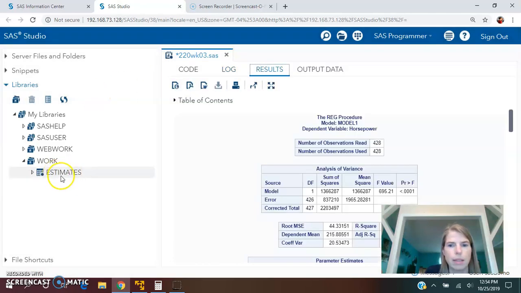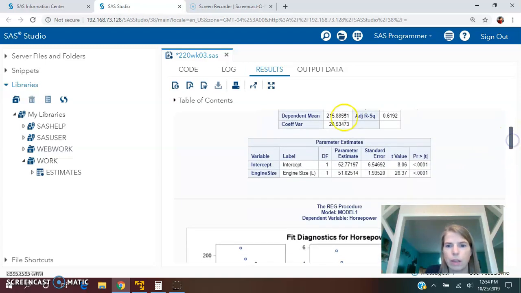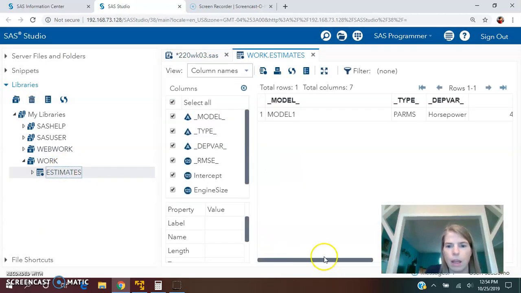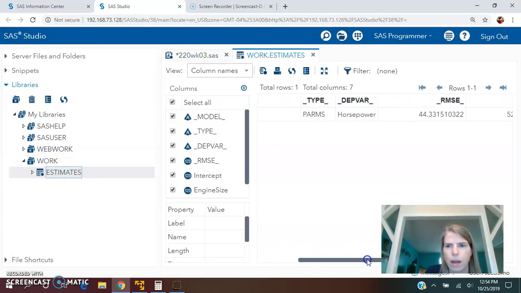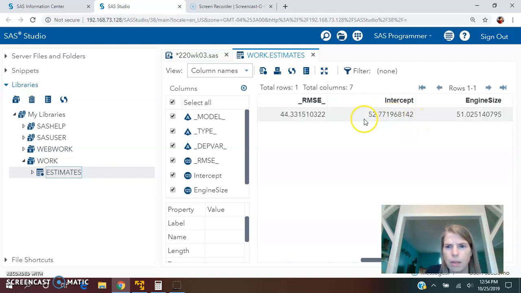I've got this estimates table here. Now see these values down here, 52.77, 51.02. Let's open up this estimates table and let's see what we've got here. Intercept, 52.77, engine size, 51.025. So those are the values that were spit out to us in a results table. They're now in a data set so we can use them.